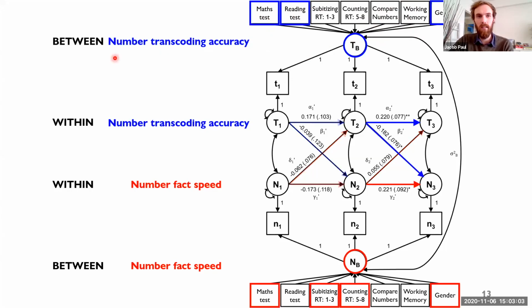Interestingly, the number transcoding, more of a verbal task, did seem to be predicted by their math score and their reading scores upon entry. Whereas when we look at the number facts performance, only the maths test was a significant predictor, and their ability to count sets of objects, in small and large sets, was also predictive. But again, what you can see here is at the within child level, some of those predictions disappear because we've taken into account the differences between children.